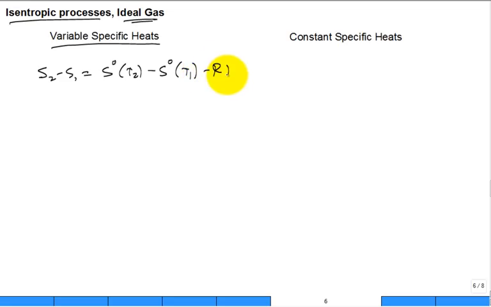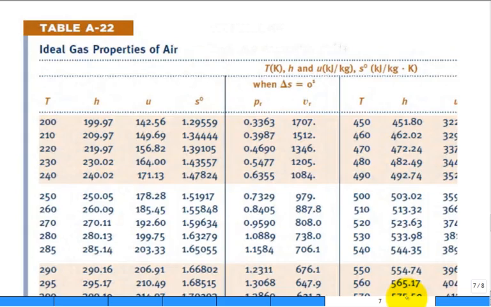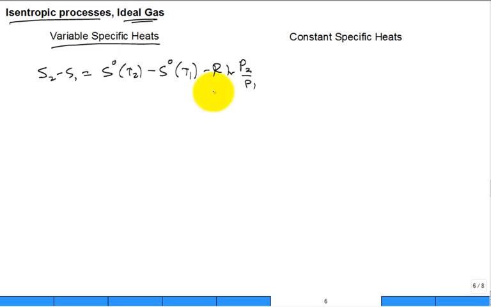All right. If I look at the tables, that's S naught. It's only a function of the temperature, isn't it? Going down. Why did they put the naught on there? It's at like no change in pressure. If you use that, you have to include that term right there. Okay, for variable specific heats.